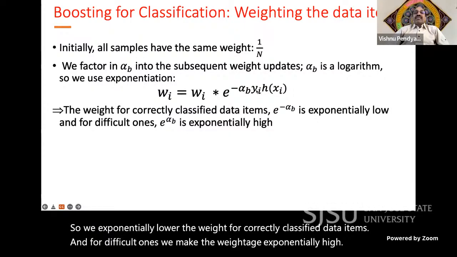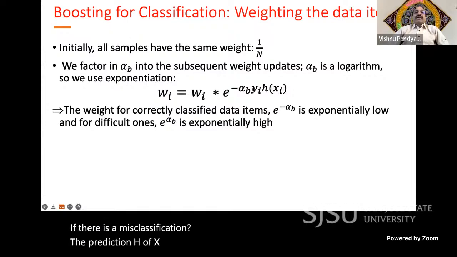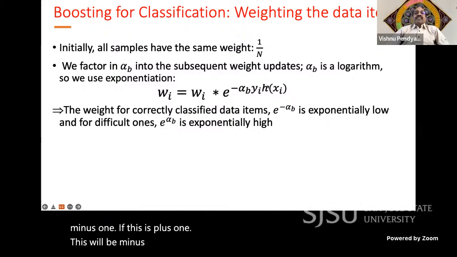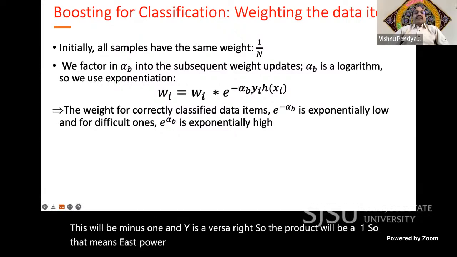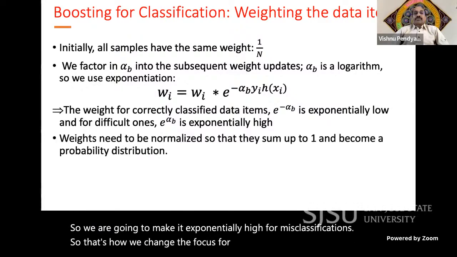If there's a misclassification, the prediction h of xi is not equal to yi. That means this is going to be -1. If this is +1, this will be -1 and vice versa, right? So the product will be a -1. So that means e power alpha. So we are going to make it exponentially high for misclassifications. So that's how we change the focus for the data items.